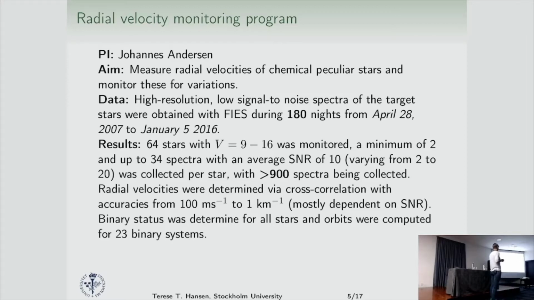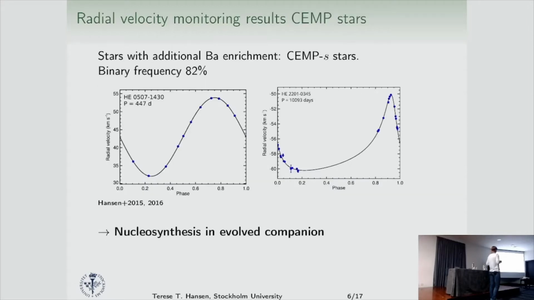And we determined the radial velocities with cross-correlation, and have accuracies on our radial velocities from like 100 meters per second to 1 kilometer per second, depending again on the signal-to-noise. And we were able to determine the binary status for all of these stars and also compute orbits. So we had multiple measurements for some of the binary systems, and for up to 23 of the binary systems we computed orbits. So let me just show you some of the more sort of star-specific results.